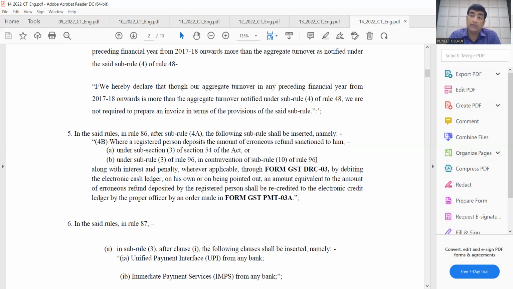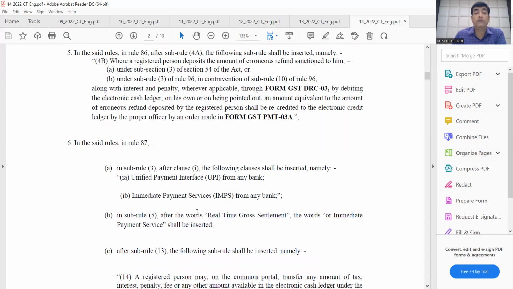So earlier there was no mechanism that once it has been deposited in DRC 03, how can that amount which was erroneous but which was admitted and paid back by the person who is receiving the refund, how will that amount again go into the electronic credit ledger? So for that purpose, a procedure has been notified now. The other form GST PMT 03A has been basically designated as a form under which now this amount will get recredited to the electronic credit ledger wherever there was earnest refund.